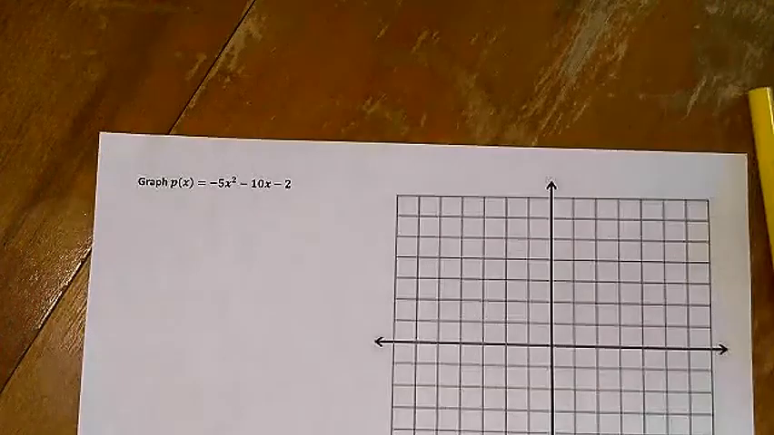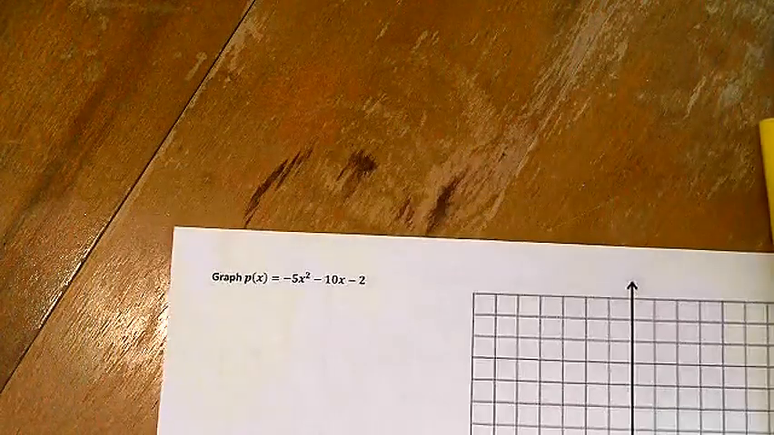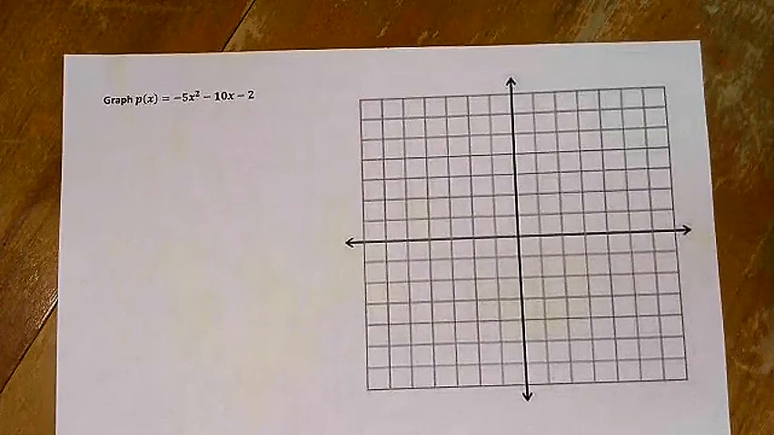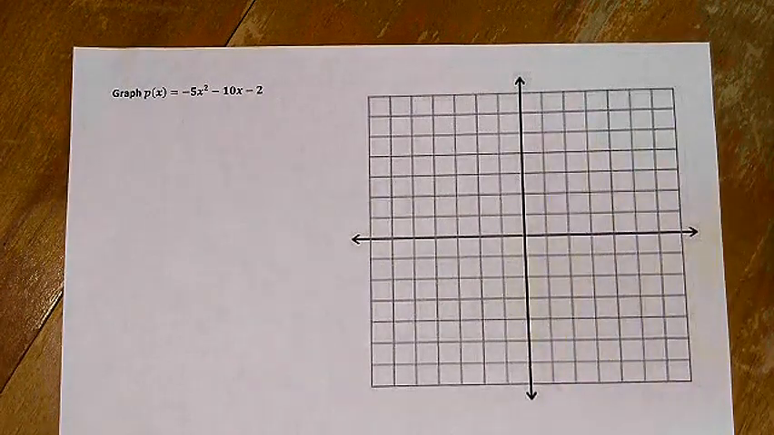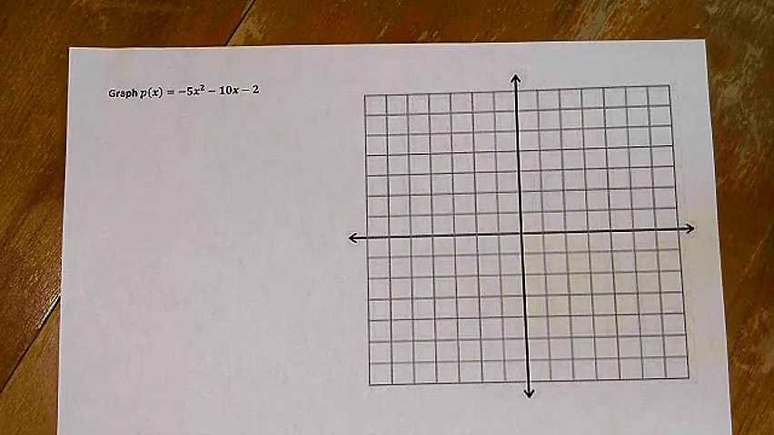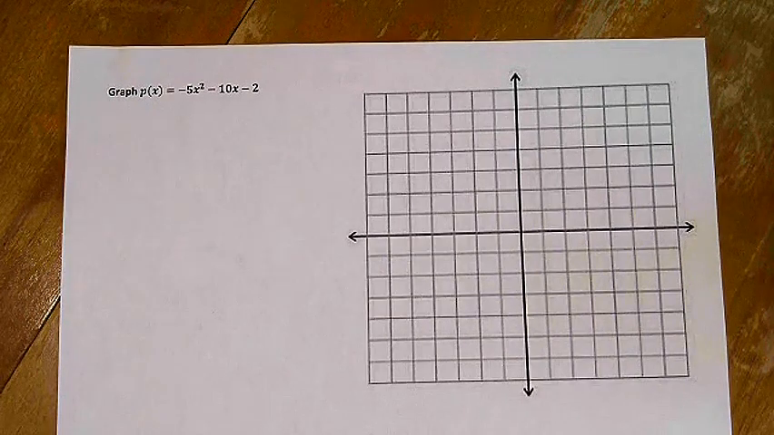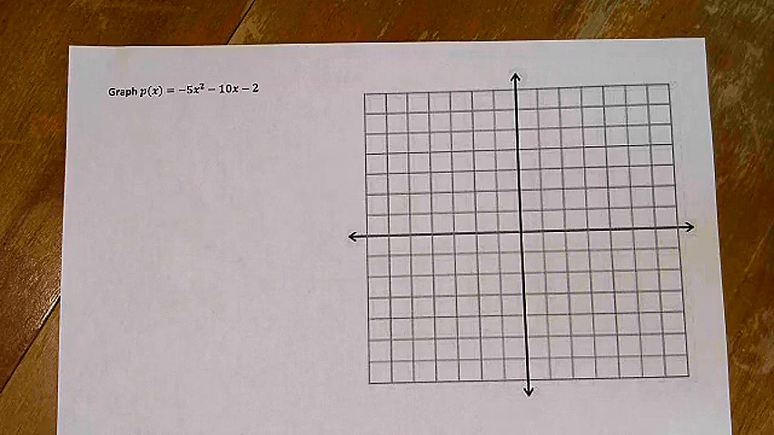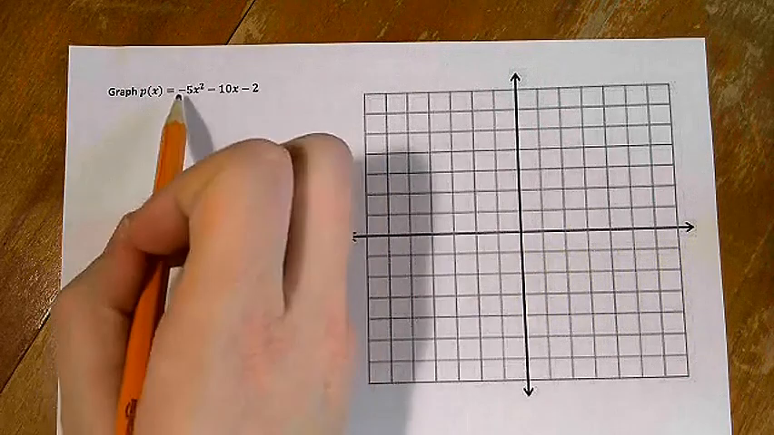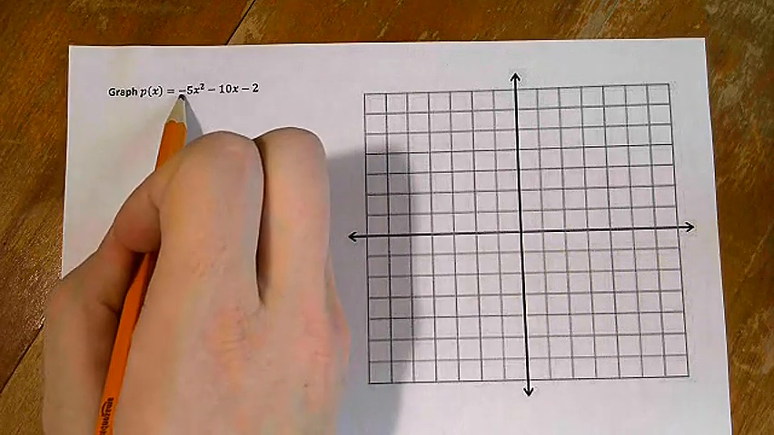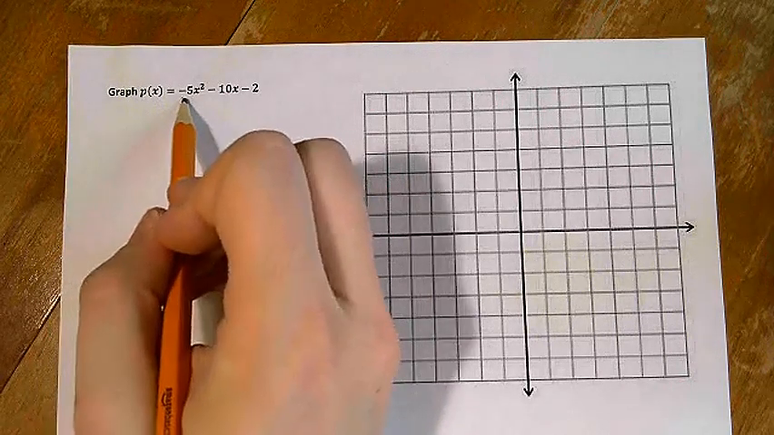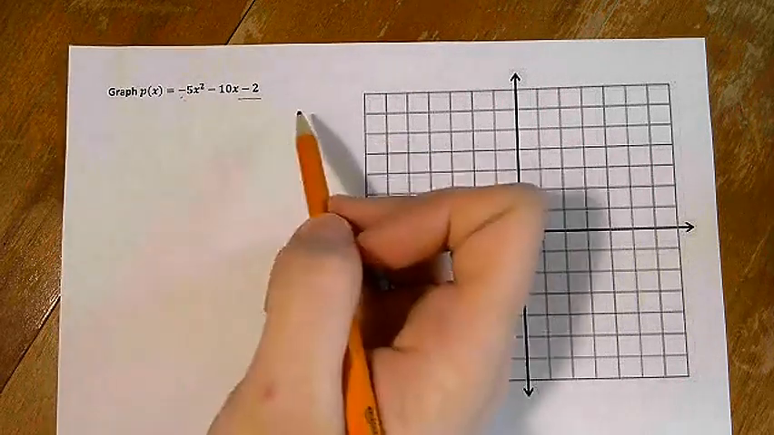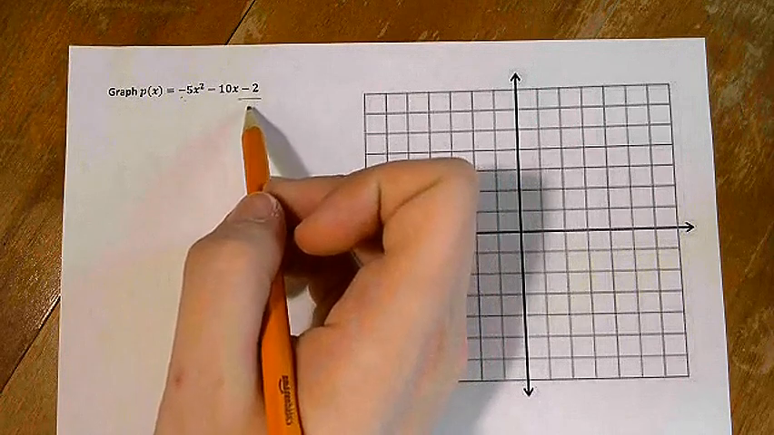The next one is -5x squared minus 10x minus 2. So try graphing this one. Pause the video, take a few minutes, try graphing it. All right, first thing, it has a -5 for your a value. That means it opens downward. And our c value is -2. So the y-intercept is at 0, -2.